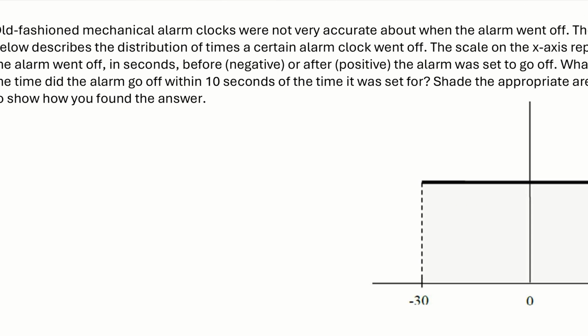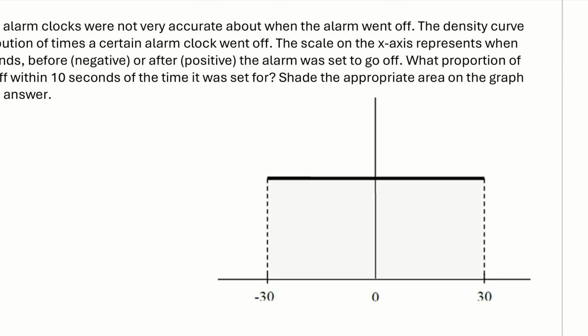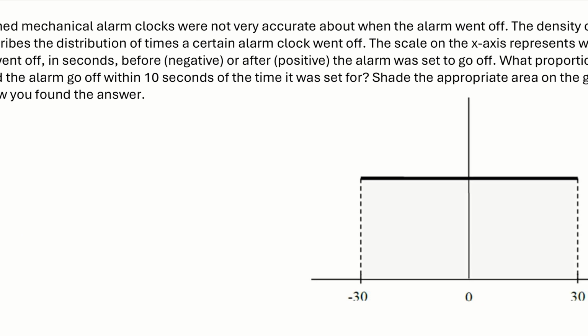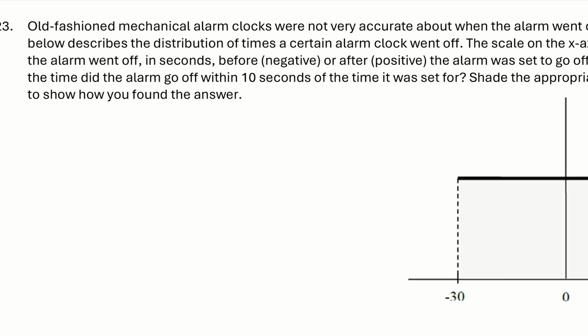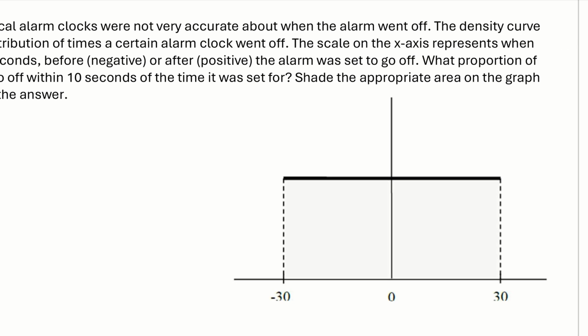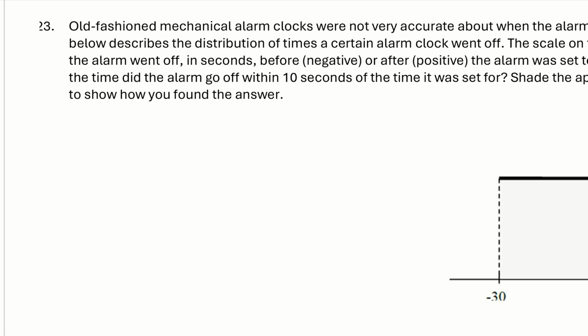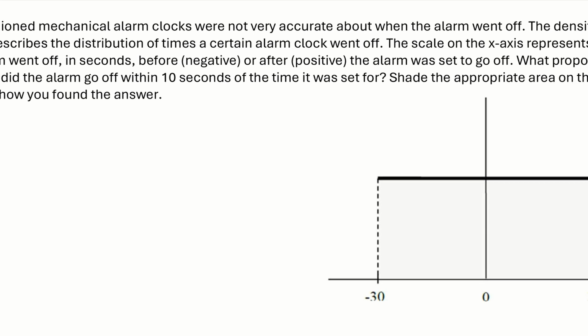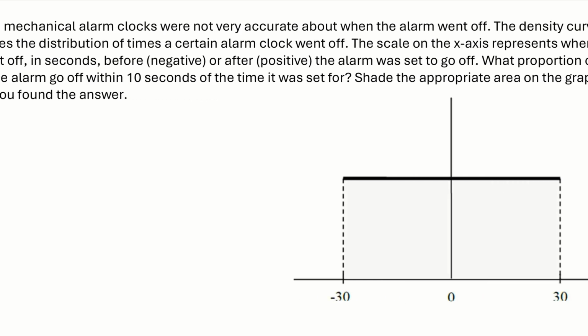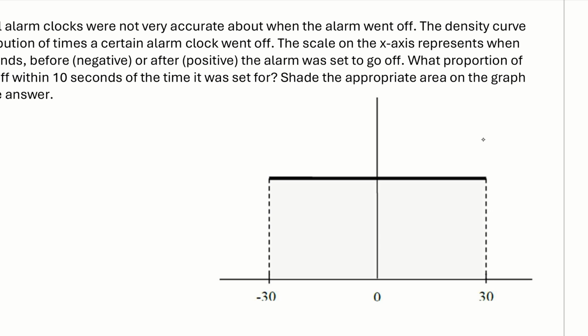23, old-fashioned mechanical alarm clocks were not very accurate when the alarm went off. The density curve below describes the distribution of times a certain alarm clock went off. The scale on the x-axis represents when the alarm went off in seconds before (negative) or after (positive) the alarm was set to go off. What proportion of the time did the alarm go off within 10 seconds of the time it was set for? Shade the appropriate area. You get a couple points for shading the correct area, and it's got to make sense, right? So if this is 10, 20, 30, it's got to be appropriately divided.